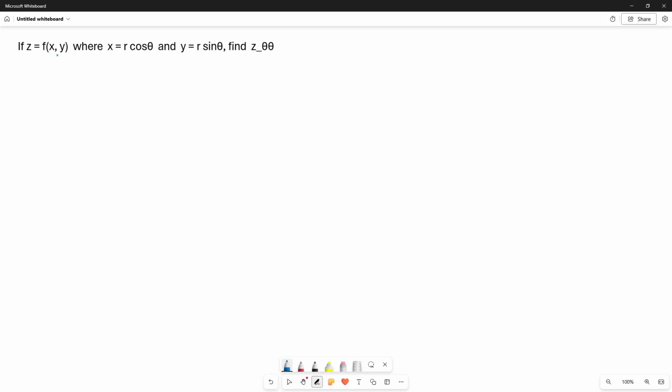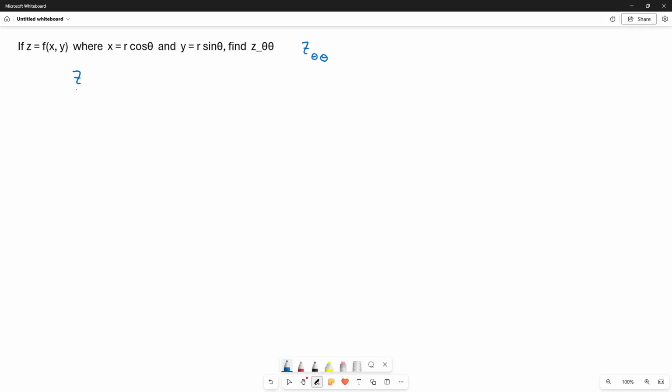If z is f of x, y, where x is r cosine theta and y is r sine theta, the standard polar coordinate transformation, find z sub theta theta. Z theta theta, the second pure partial derivative with respect to theta.